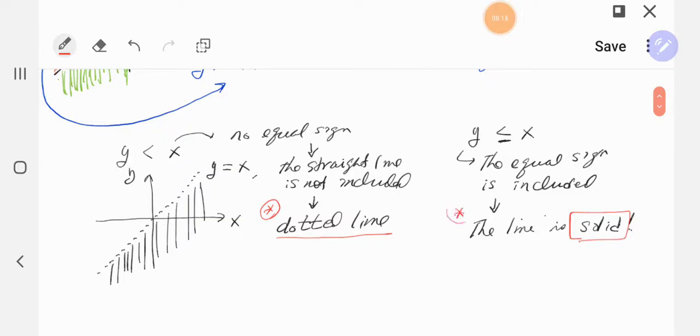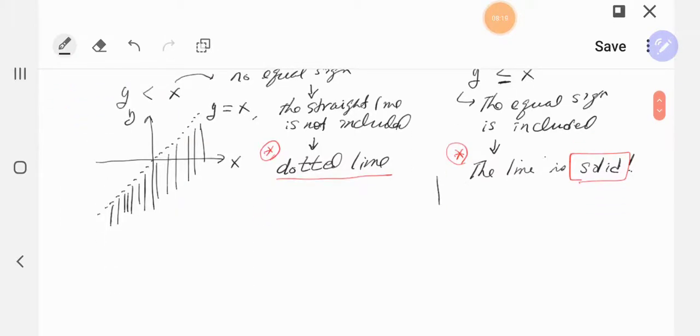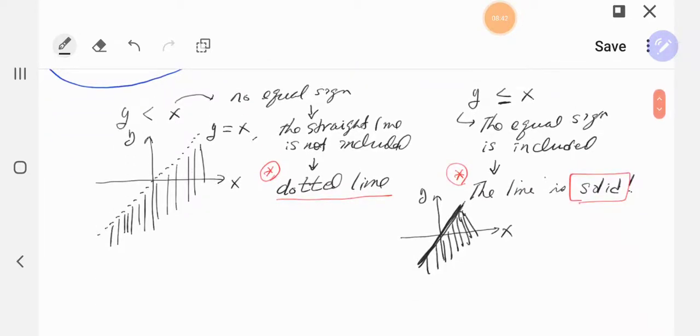Solid line. Okay, so the graph will be something like this. If I graph it, x, y, right? Solid, not dotted, solid. And y is less than x, so less than means below the line. Make sense? Solid. And dotted means there's no equal sign. No equal sign means the boundary line is not included in the solution.